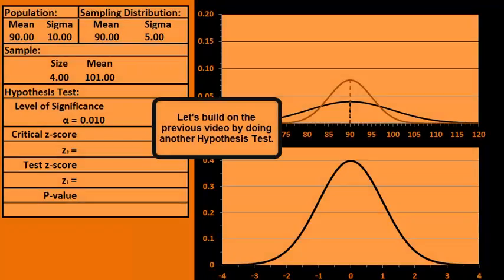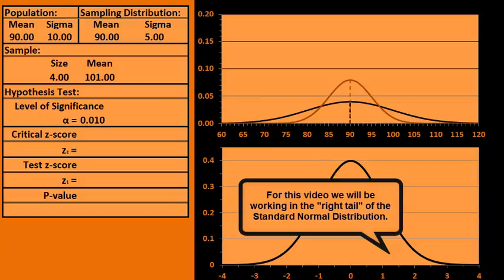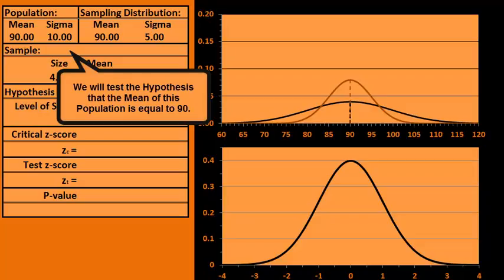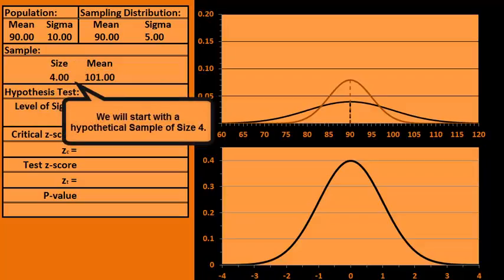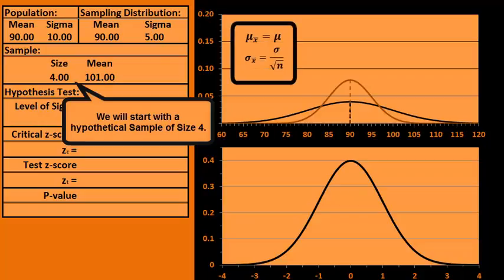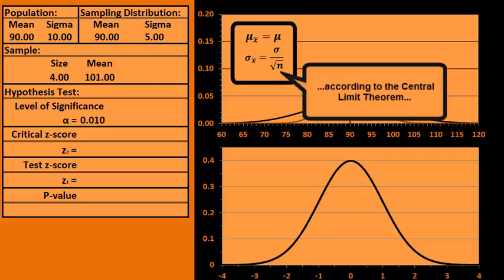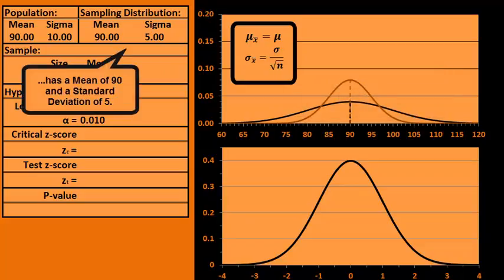Let's build on the previous video by doing another hypothesis test. For this video, we will be working in the right tail of the standard normal distribution. We will test the hypothesis that the mean of this population is equal to 90. We will start with a hypothetical sample of size 4, which means that the sampling distribution, according to the central limit theorem, has a mean of 90 and a standard deviation of 5.